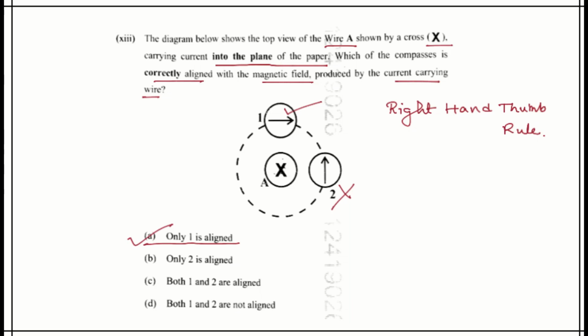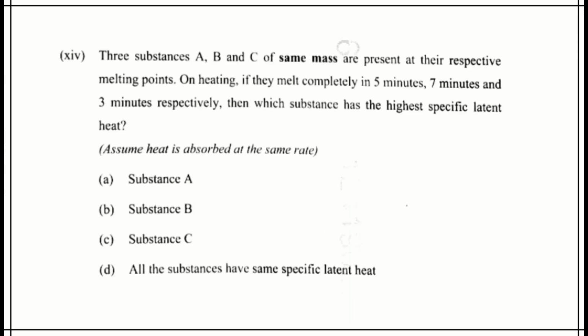Next question. Question number 14. 3 substances A, B and C of the same mass are present at their respective melting point. On heating, if they melt completely in 5 minutes, 7 minutes and 3 minutes respectively, then which substance has the highest specific latent heat?